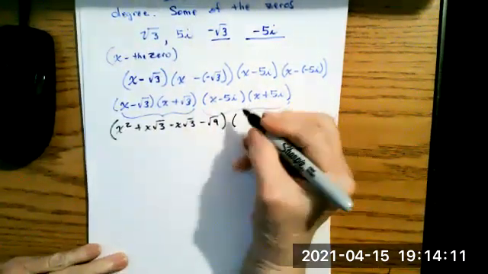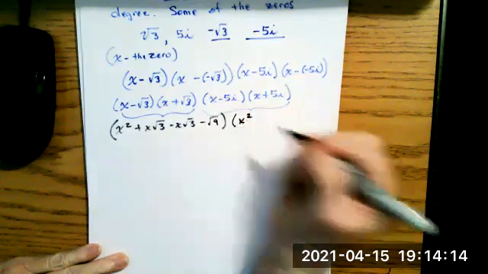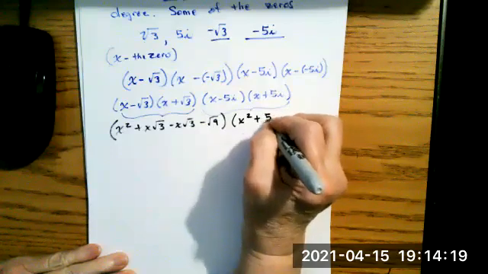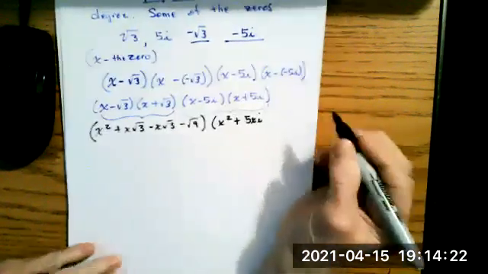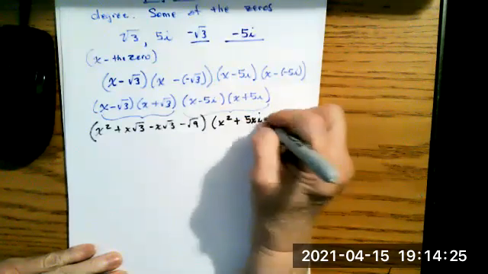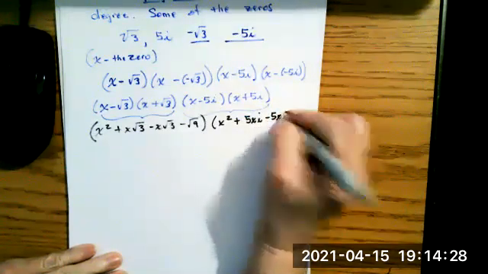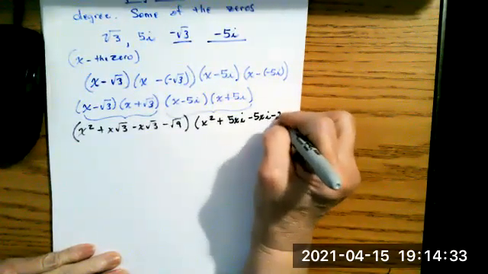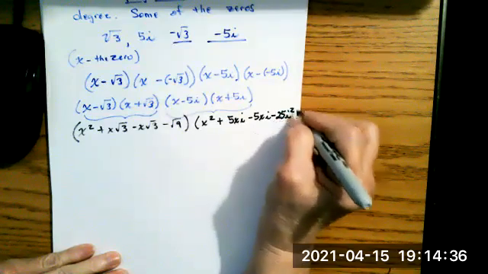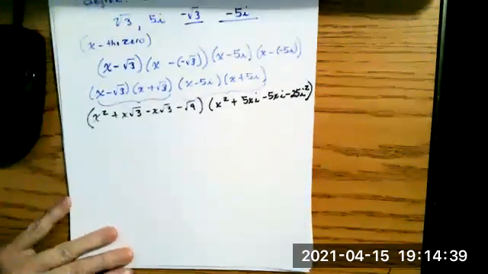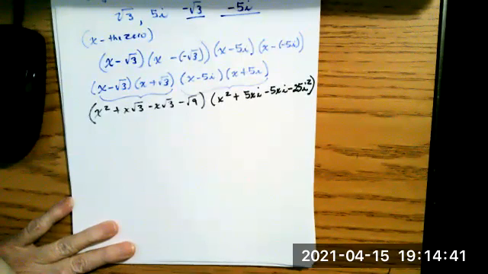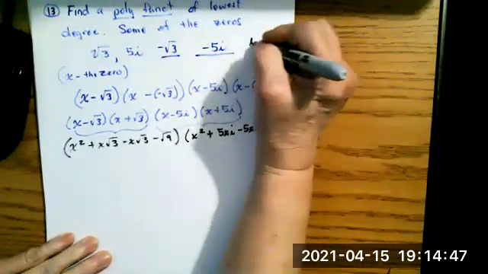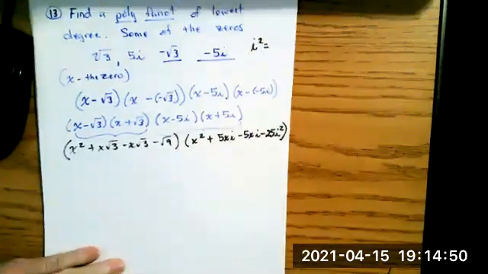Over here we have x times x is x squared. X times 5i is 5xi. X times negative 5i is negative 5xi. And negative 5i times positive 5i is negative 25i squared. Ding, ding, ding. I hope bells went off in your head when I put that i squared down. So we need to know a couple of things. We need to know that i squared is equal to something. What is i squared equal to?